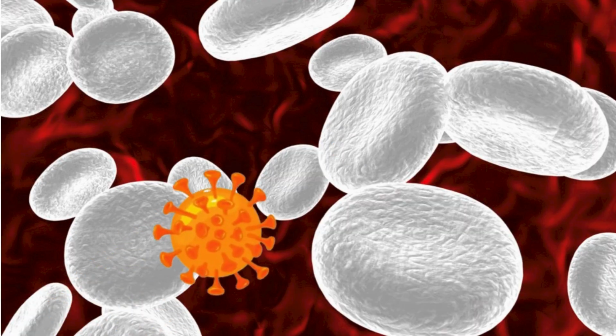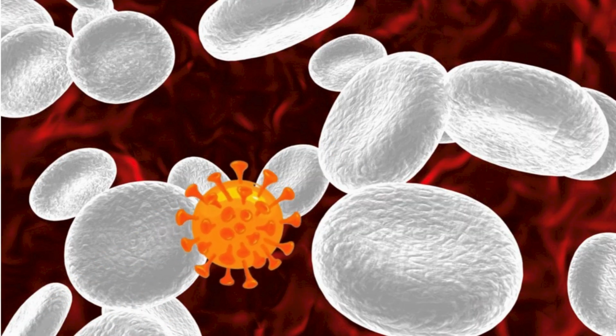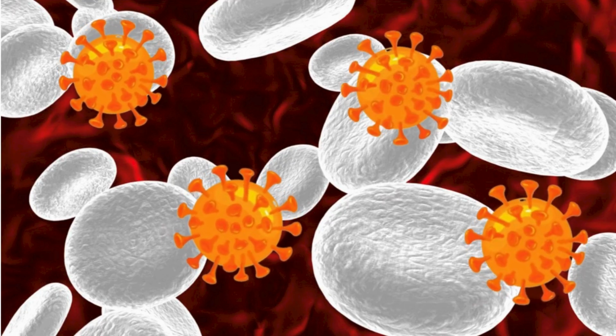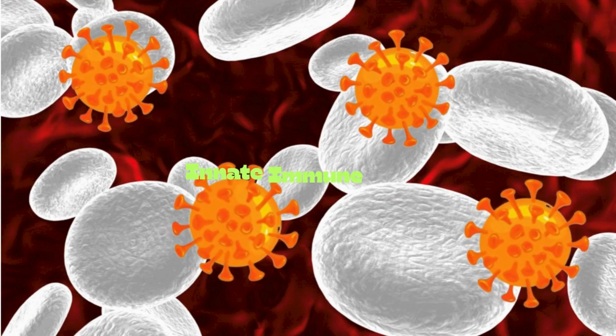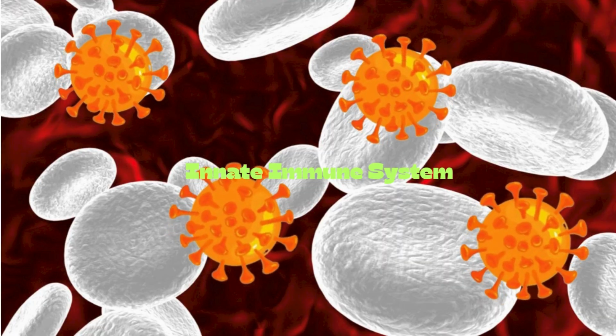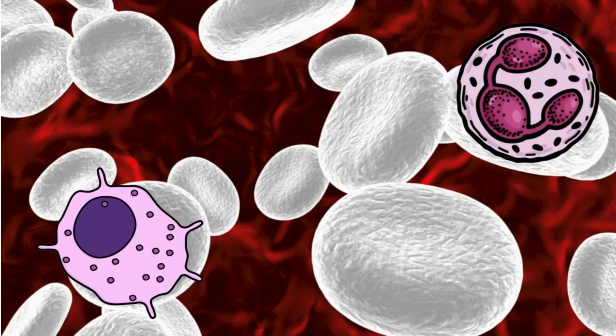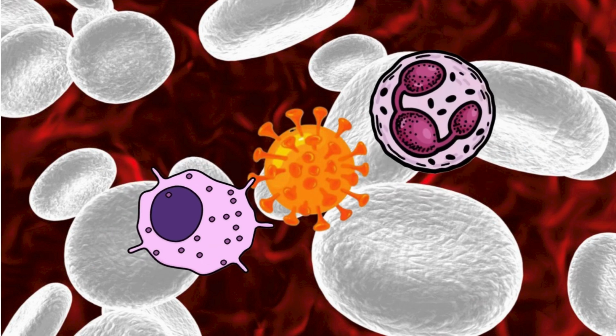When a pathogen first enters the body, it begins to multiply and spread before the immune system can fully respond. The innate immune system reacts first. Cells like macrophages and neutrophils attempt to contain the infection and signal for reinforcements.